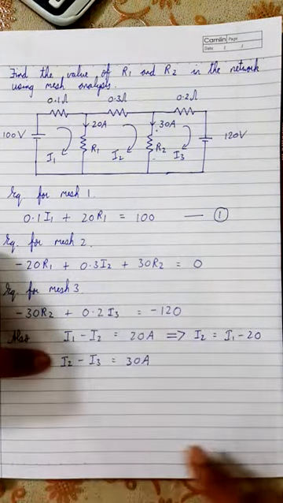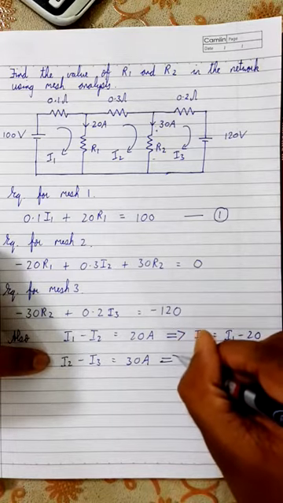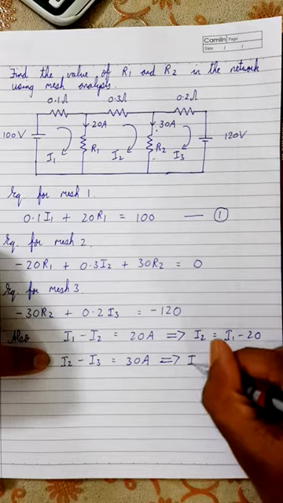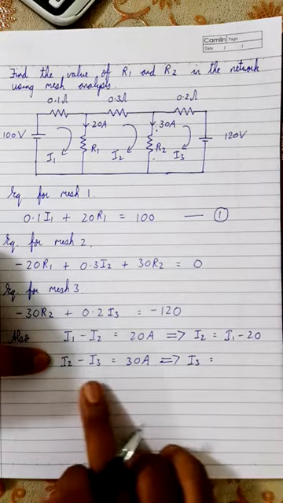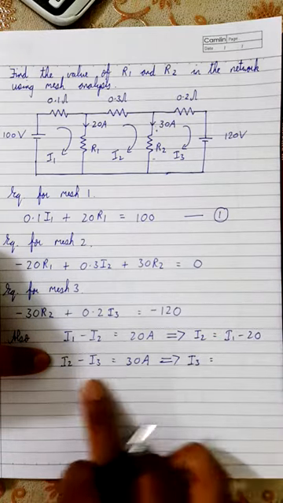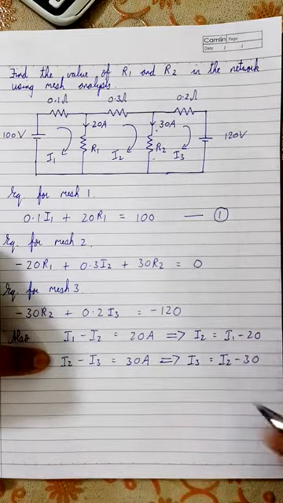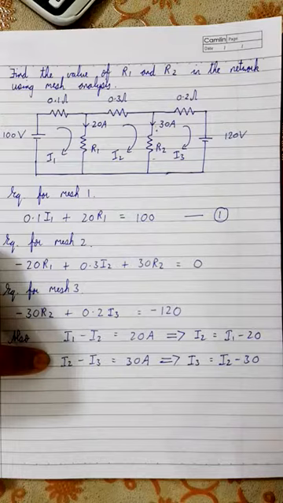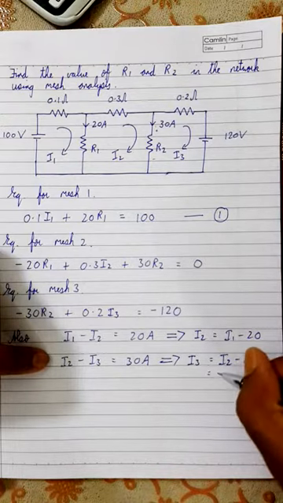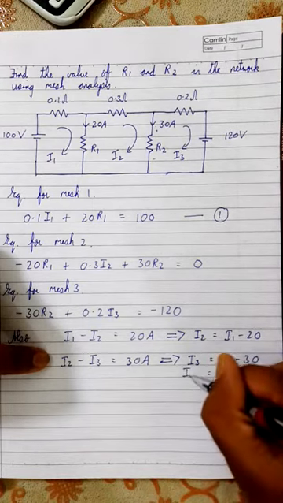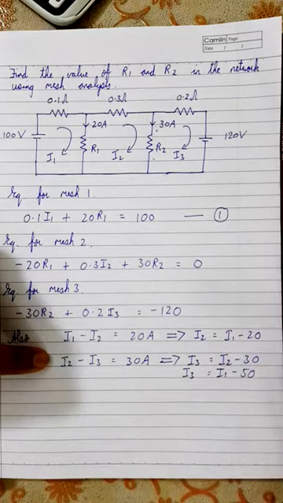And what about over here? Here also, I3 is equal to I2 minus 30. So I3 is equal to I2 minus 30. But what is I2? I2 is I1 minus 20. So this is basically I1 minus 20 minus 30, which is minus 50. Therefore I3 is equal to I1 minus 50.